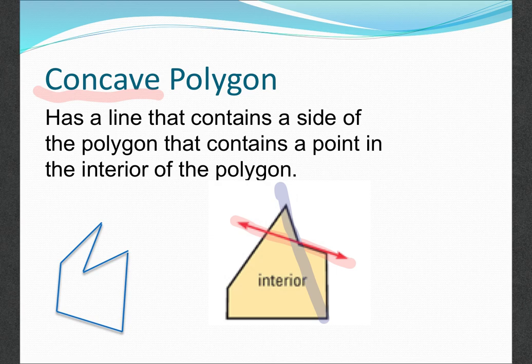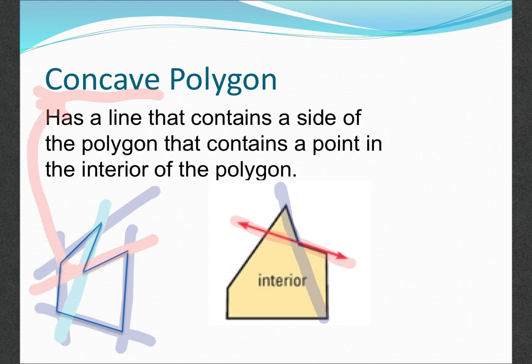If you look at the one on the left, this would be fine, this would be fine, this would be fine, this would be fine. But this segment, as it's extended, would go into the interior, and so would this segment. So this is a concave polygon.